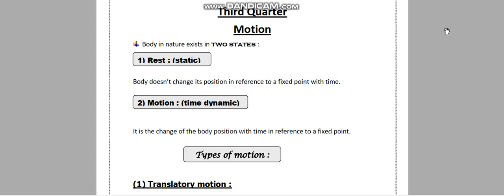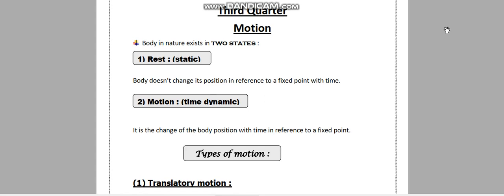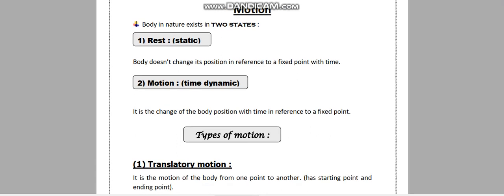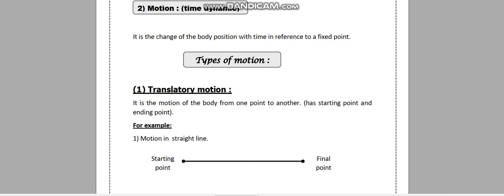We can say that when you woke up in the morning and go to your school, that means you are in dynamic or motion state. So what types of motion do we have? We have mainly two types of motion. The first one is called the translatory motion, and translatory motion means that the body, when it moves, has a starting point and a final point, or end point.